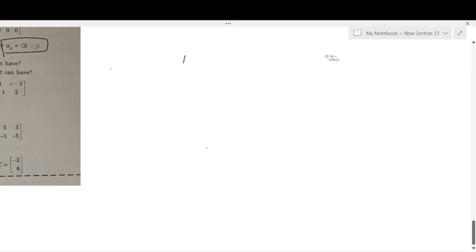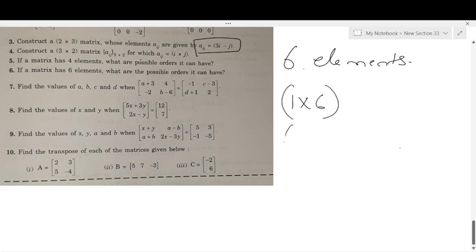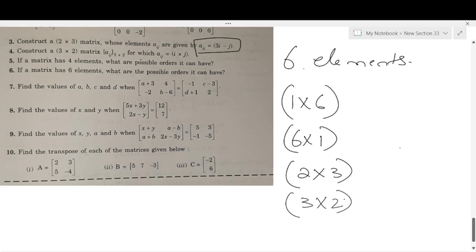What's the next one? 6 elements. All of you will unmute and answer. For 6 elements, how many orders are possible? Tell me the factors of 6, students. 1 into... next, 2 into 3 next. Anything else?